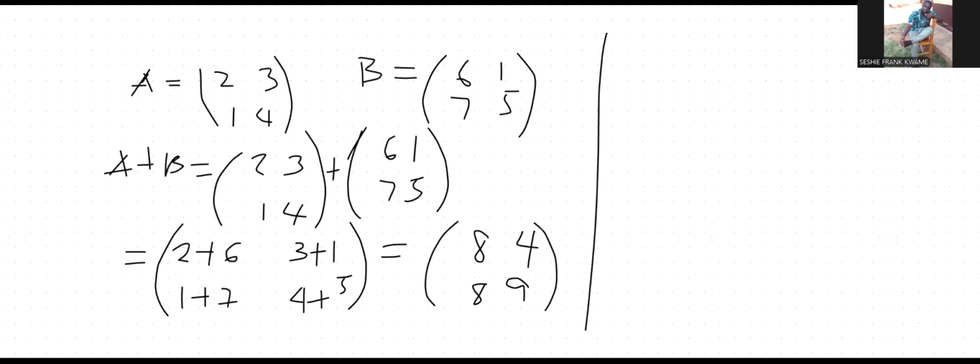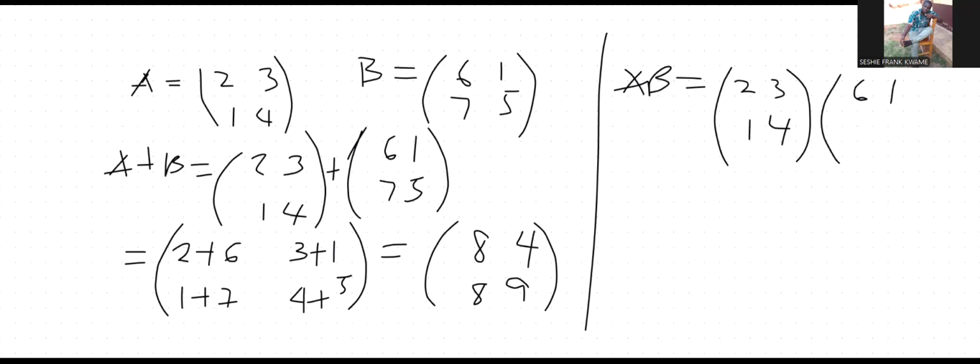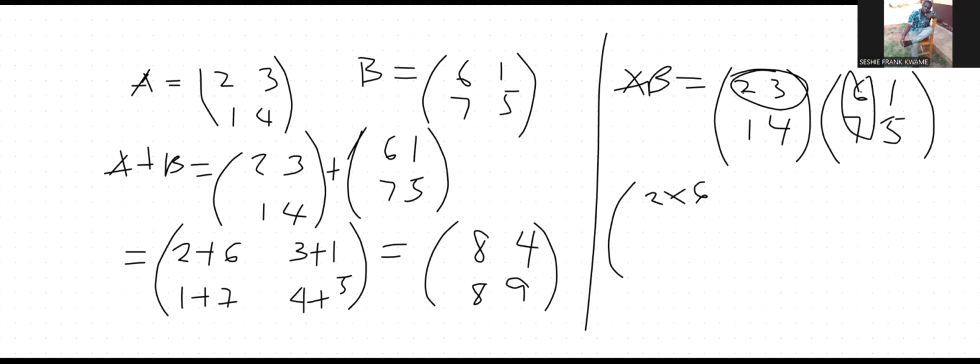And if you are multiplying 2, 3, 1, 4, then you have 6, 1, 7, 5. If you are multiplying, you'd go horizontal and vertical. First is horizontal, second is vertical. So top left, so 2 times 6 plus top right, down left. So you see that with 3 times 7.